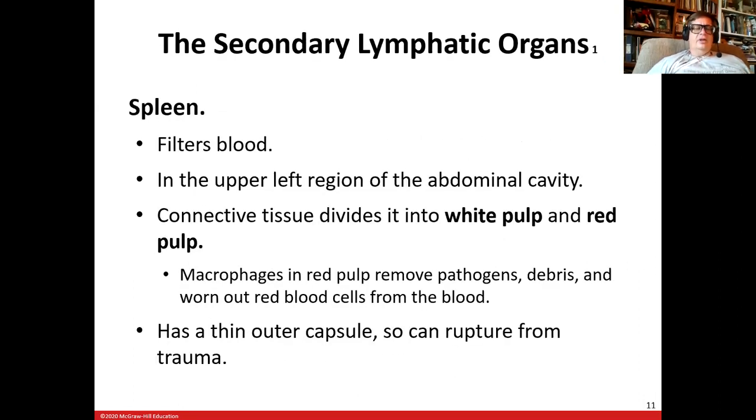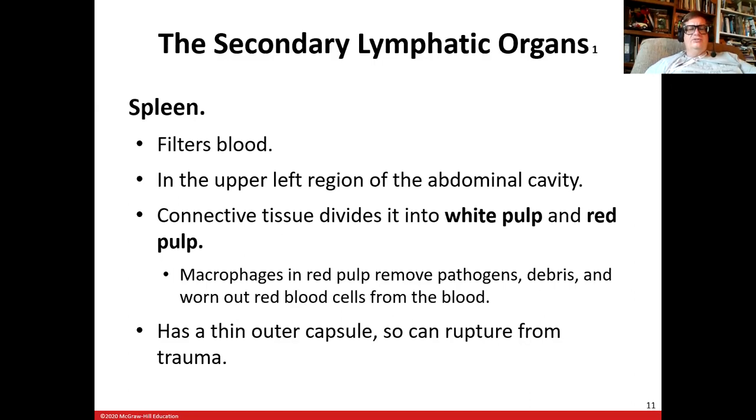So the spleen has a lot of circulatory function because it filters blood. It's over here, where it says upper left abdominal cavity. Think over here to the left side. If someone has an enlarged spleen, it might push on their stomach and actually make it hard for them to eat as much food. That's a problem that cancer patients with an enlarged spleen might have. Anyway, that gives you an idea roughly where it is.